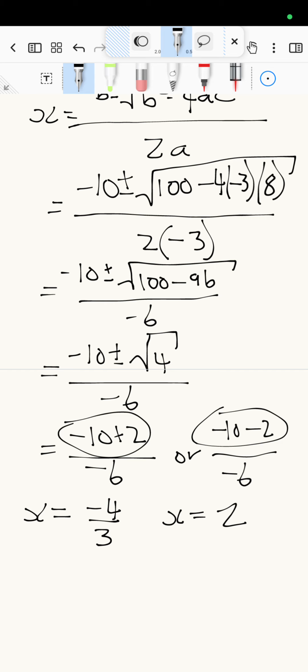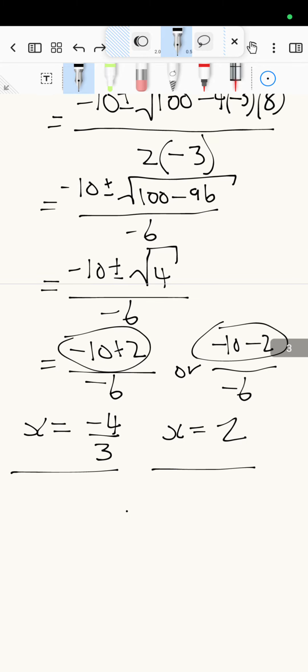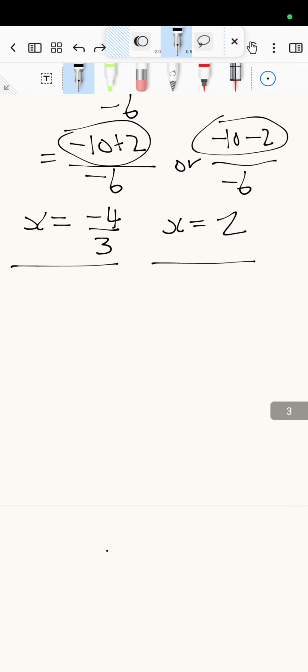Okay, so what did we just find? These values that we found, this one and this one, these are the x values of our turning point. These x values have a 0 gradient. In order to find the y values of my turning point, I need to take my x values which we found and put them back into our original function.